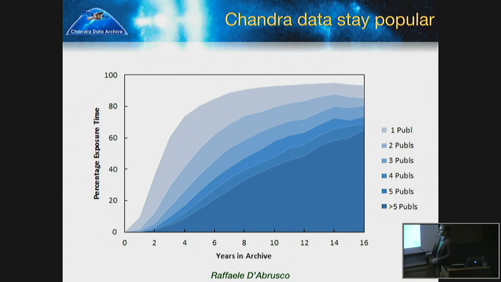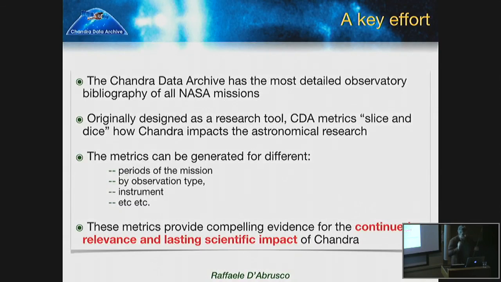So this is a plot that shows the years that a given OBS ID has spent in the archive and the percentage of exposure time that has been used in a publication, how many times it has actually been published. You can see that after about 8 years, about 50% of the exposure time has been published four times. And things keep getting better as the data age. So this is very strong evidence that Chandra data is aging very gracefully and keeps its relevance.